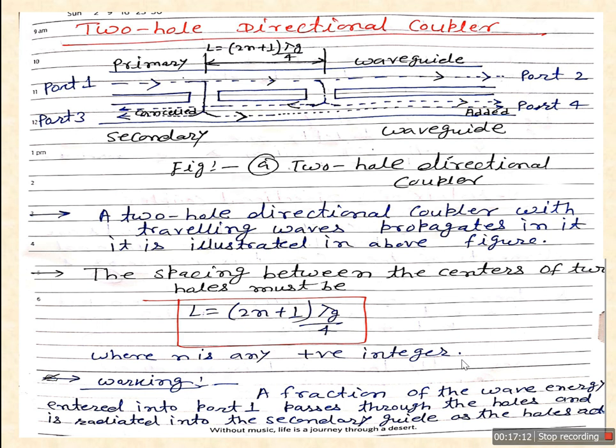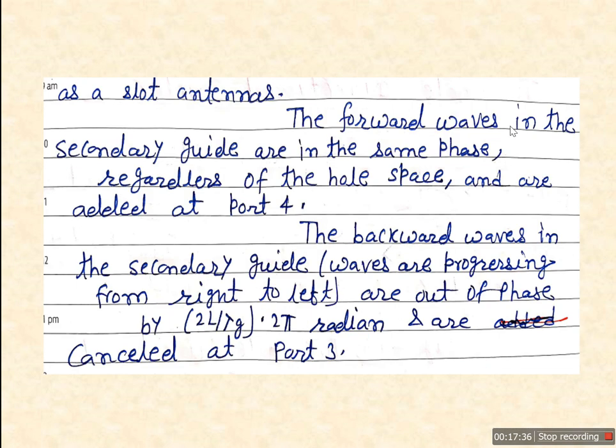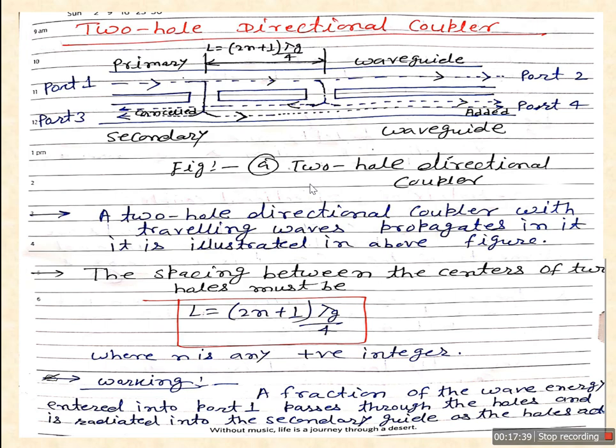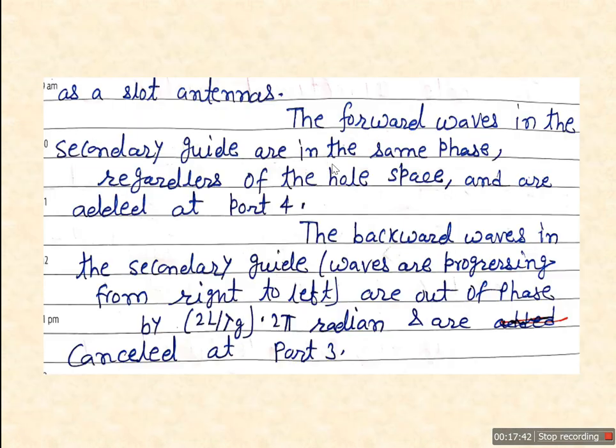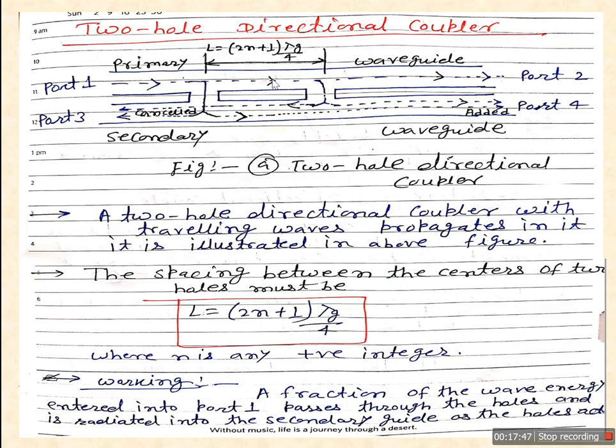Working: a fraction of the wave energy entering port 1 passes through the holes and is radiated into the secondary waveguide. As the hole behaves as a slot antenna, it radiates into the secondary waveguide. The forward waves in the secondary guide are in the same phase, regardless of the hole spacing, and are added at port 4.